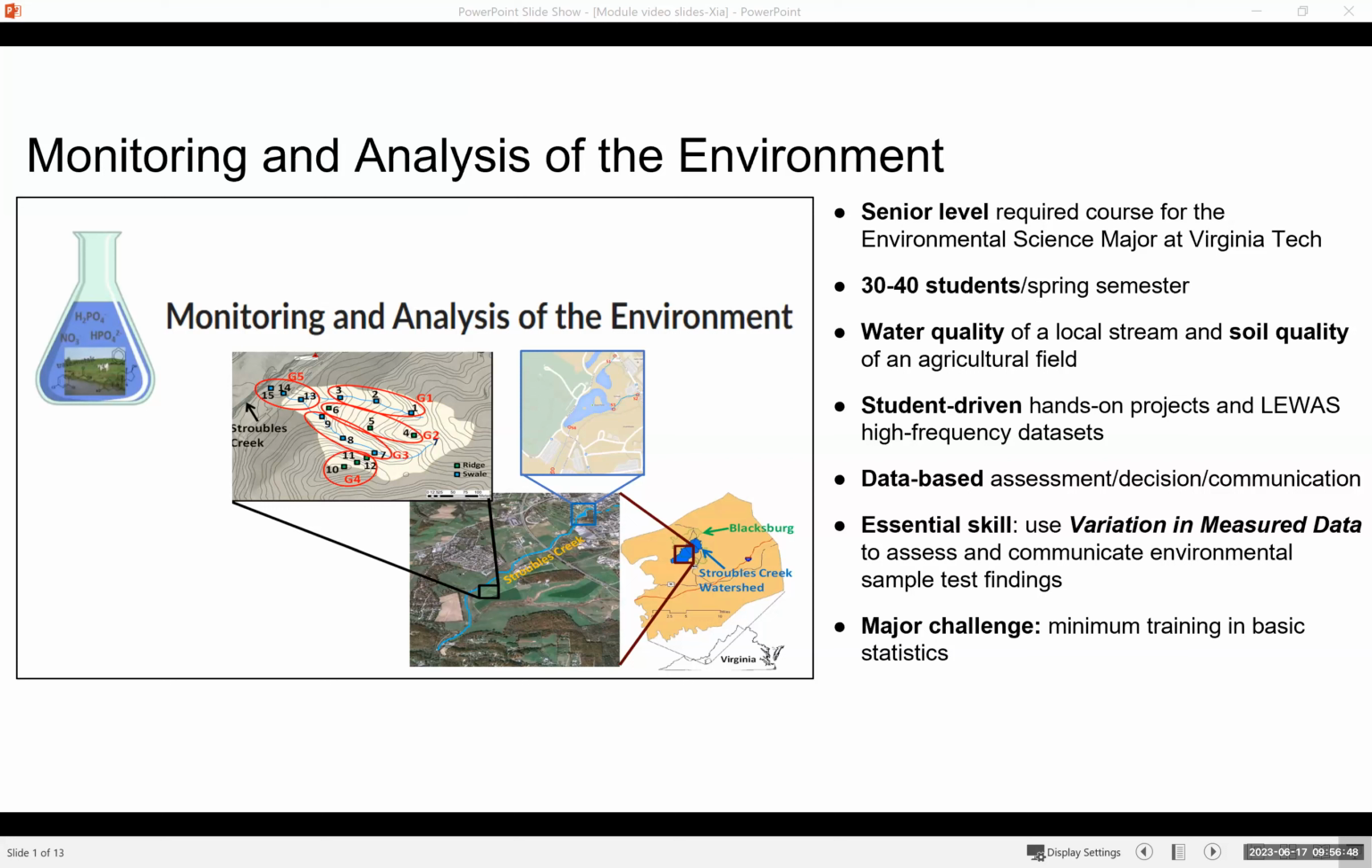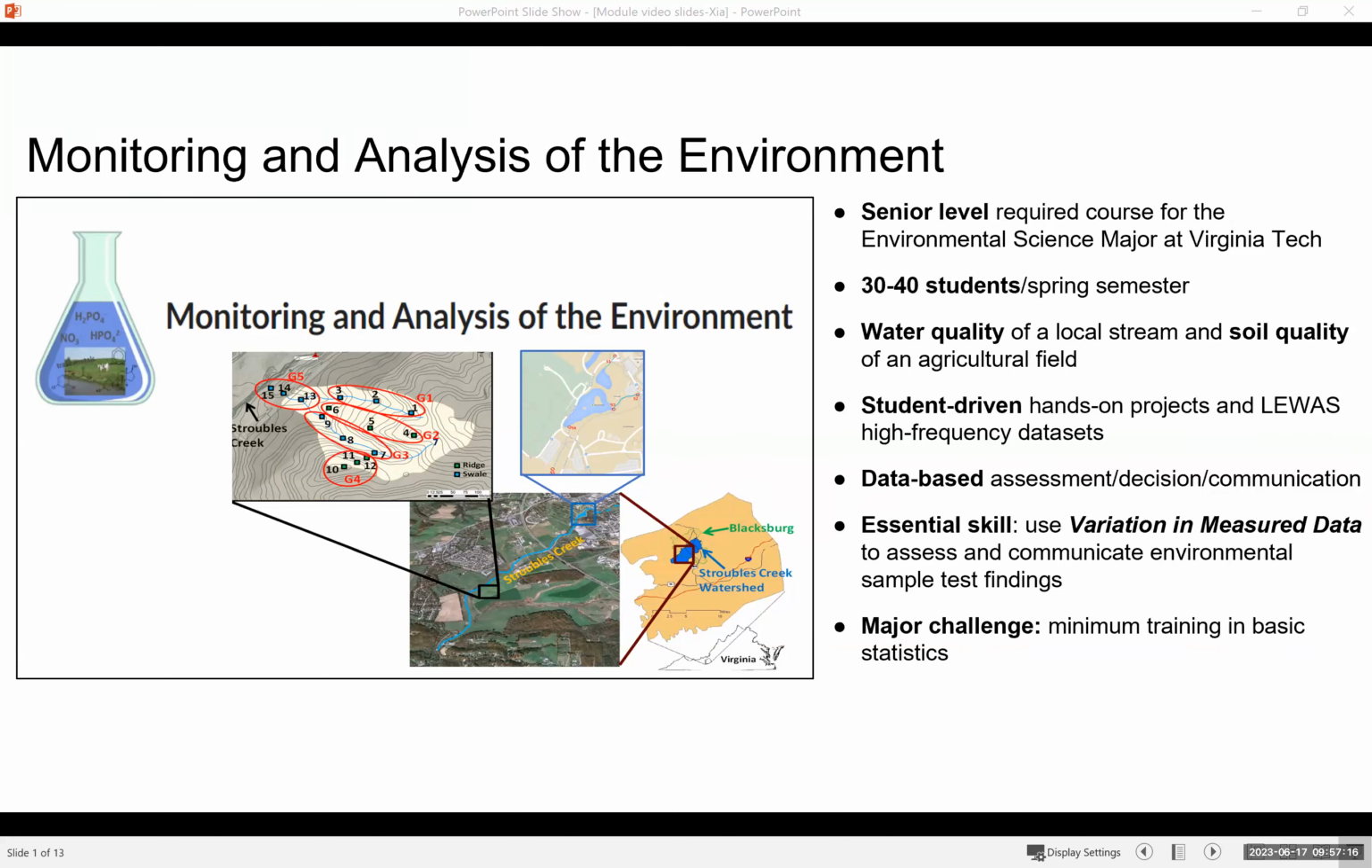The students learn a data-based assessment, decision, and communication. There are various essential data and analysis skills required for this class. But for today's module, I'm going to focus on variation in measured data to assess and communicate environmental test findings.